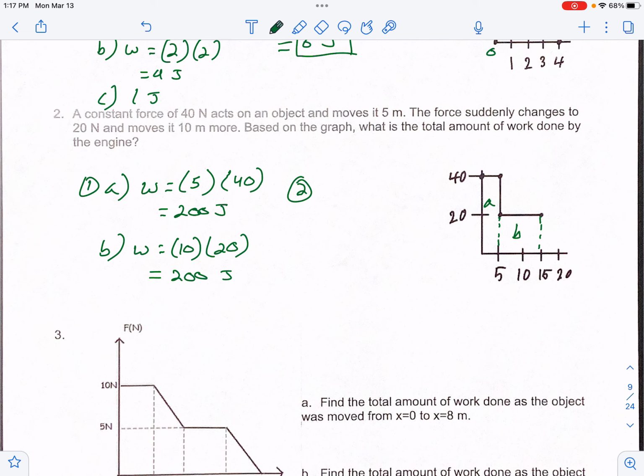Now, step number 2, I want to know what was the total amount of work being done. So all I got to do is add those up. 200 plus 200, and that gives me 400 joules.